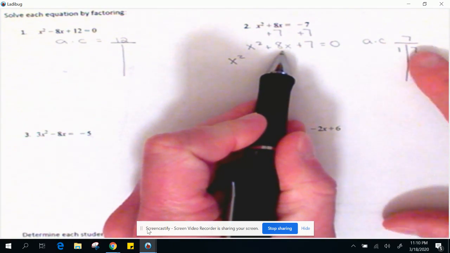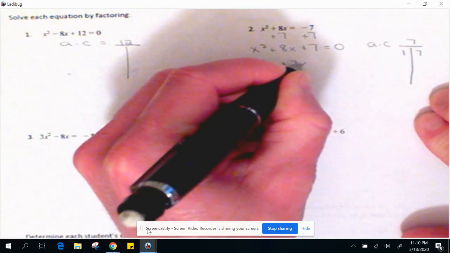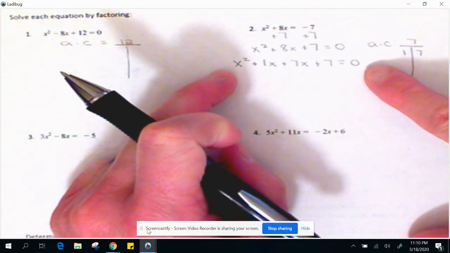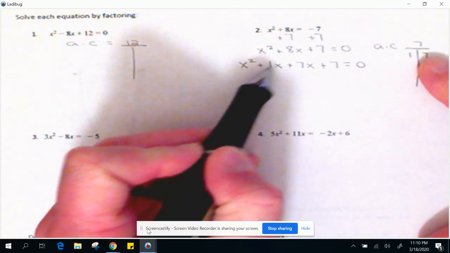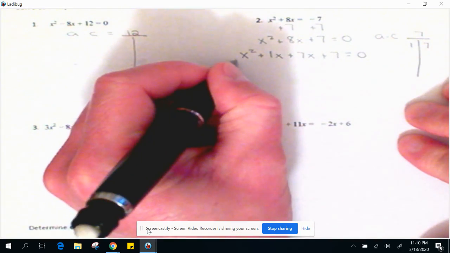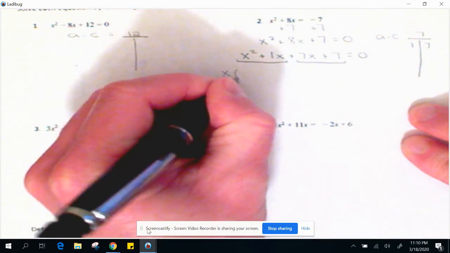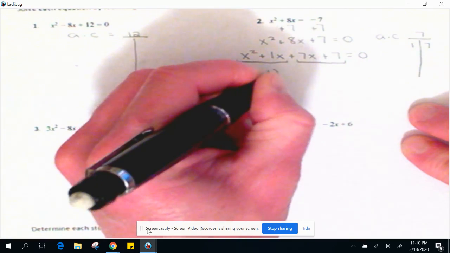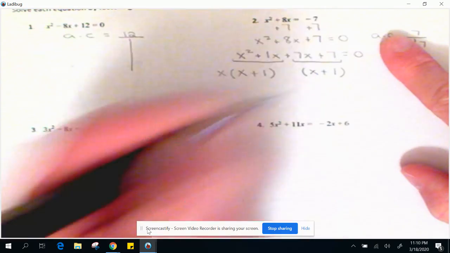So 8x is now going to be these two pieces. So x squared plus 1x plus 7x plus 7 equals 0. Again, the only thing I did here is break this 8 into 7 plus 1, and those two still combine to 8x, which is awesome. Now we're going to factor the front binomial and factor the back. The front one only has an x in common. Both of these share an x. That leaves x plus 1.